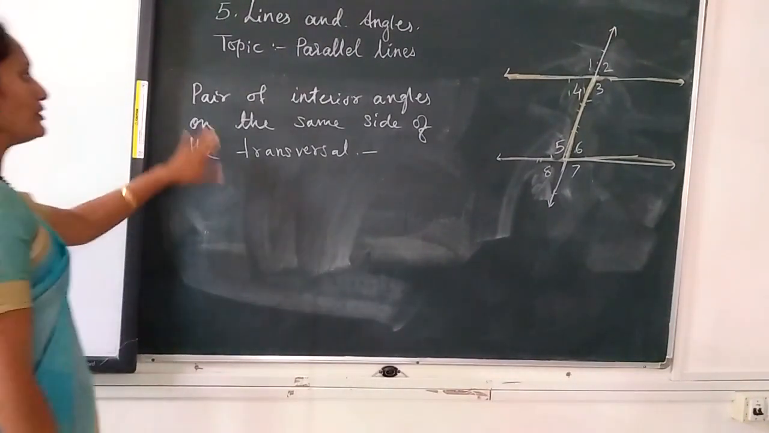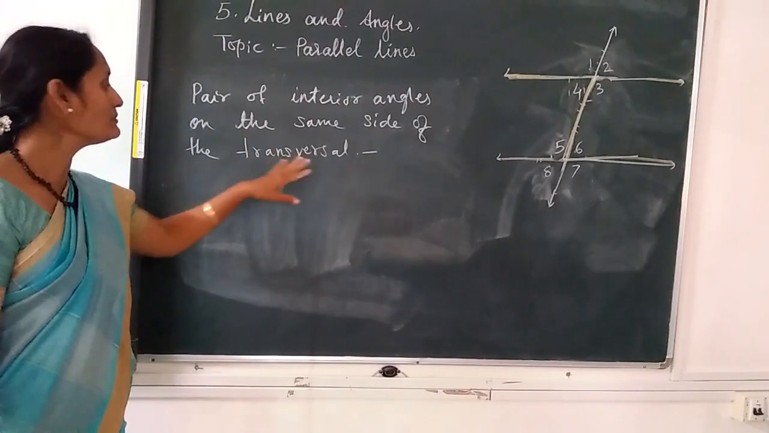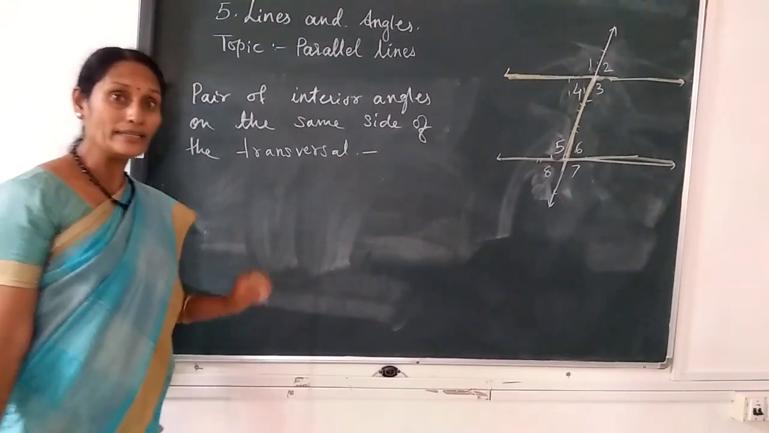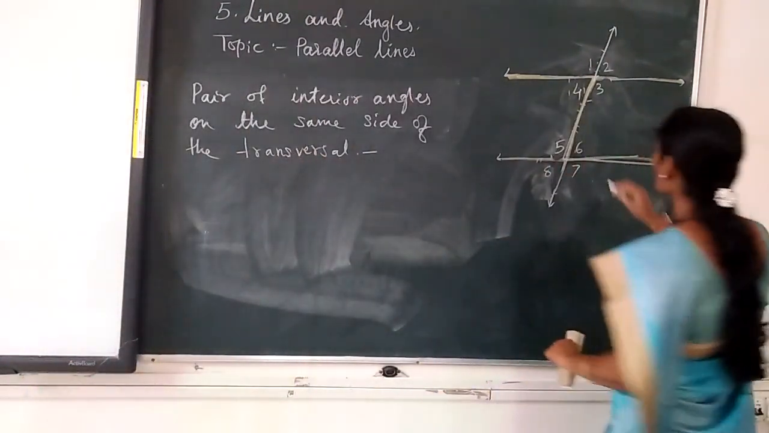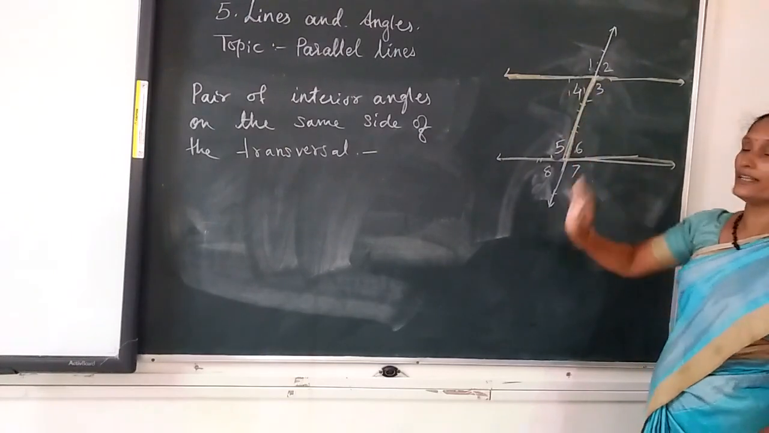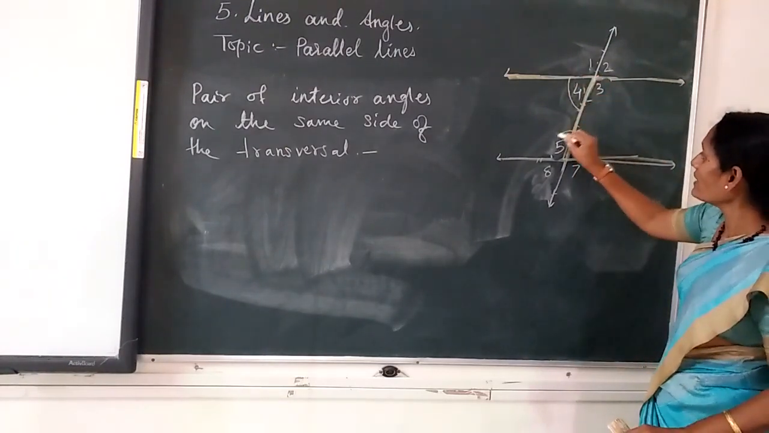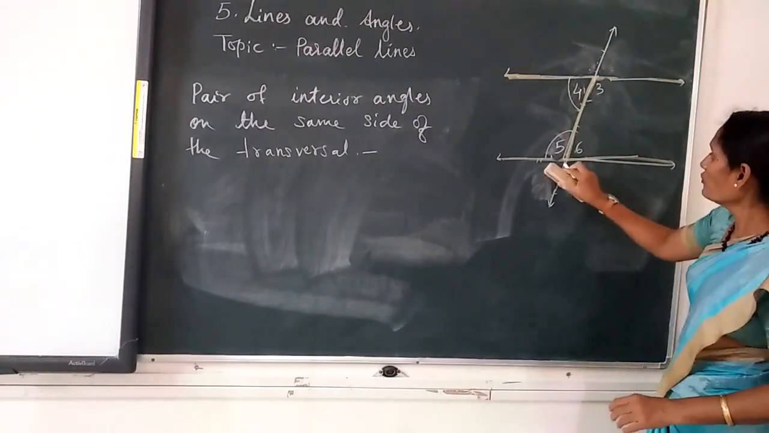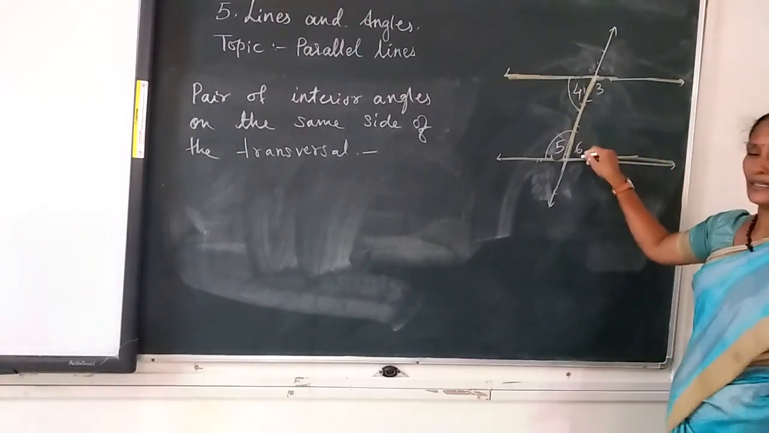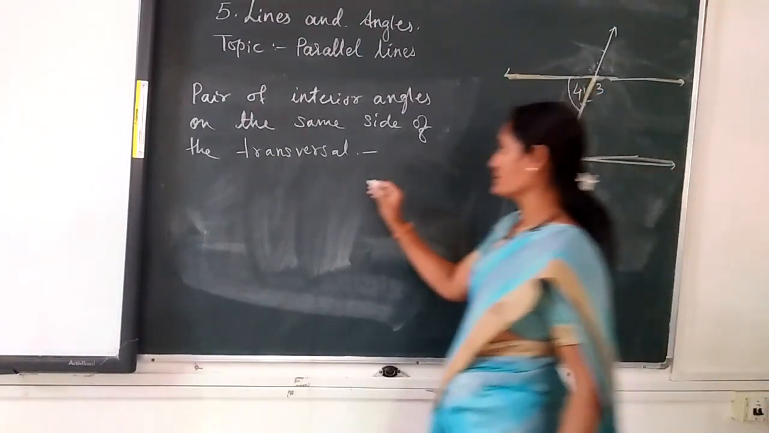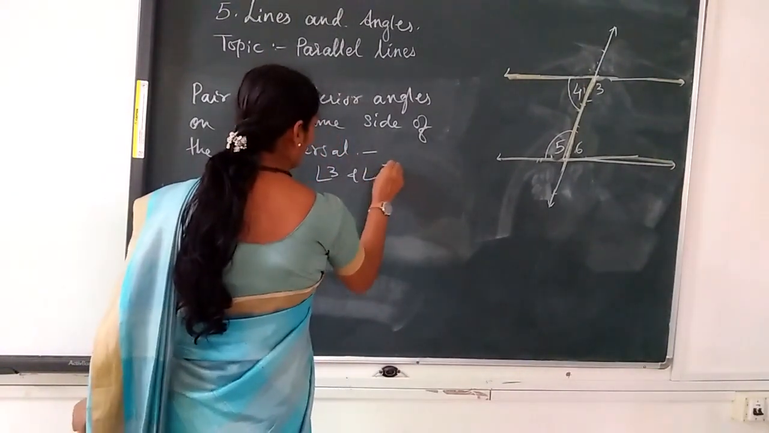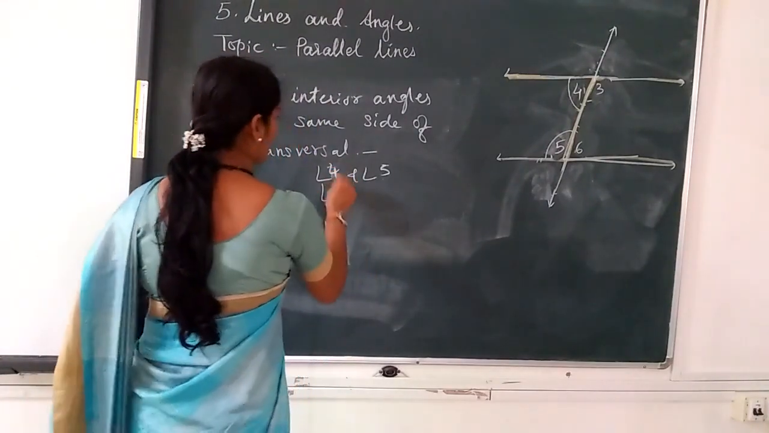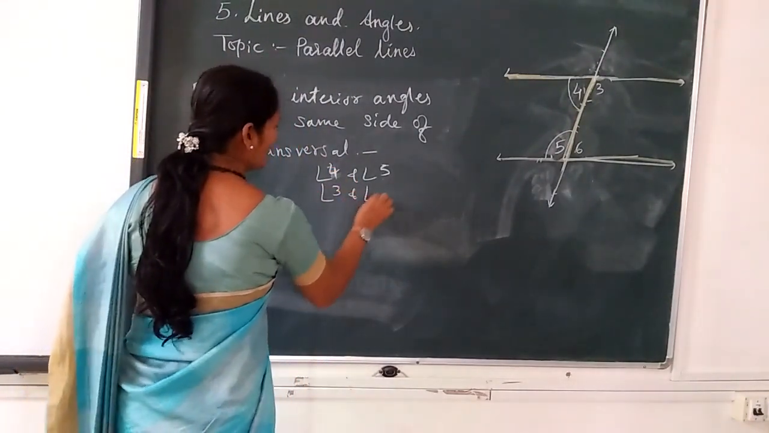Okay students, let's talk about the pair of interior angles on the same side of the transversal. On the same side, but how are they? Interior angles. Now which angles do we get which are on the same side as well as interior? 4 and 5. Let me rub out the other numbers. 4 and 5, 3 and 6. So these are the pairs: angle 4 and angle 5, angle 3 and angle 6.